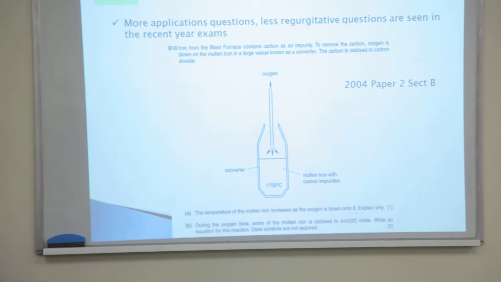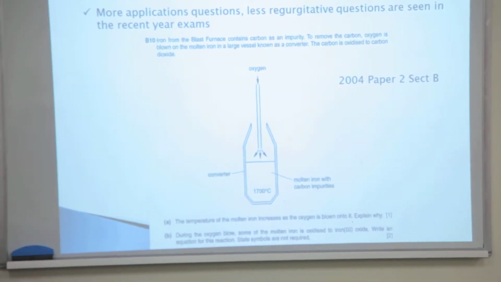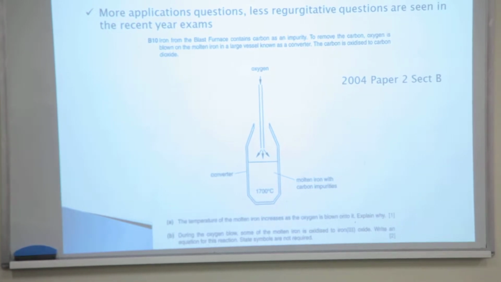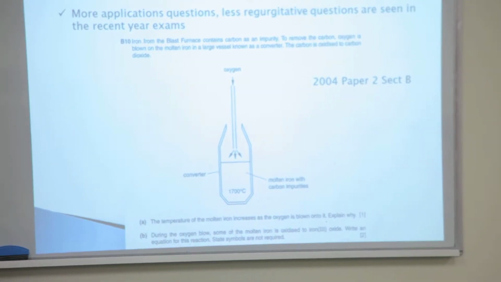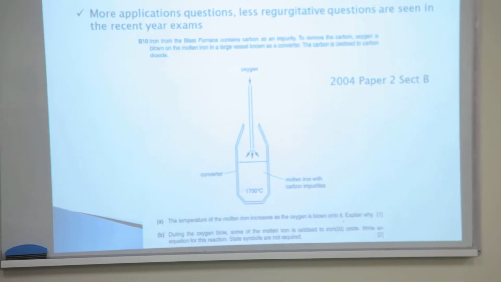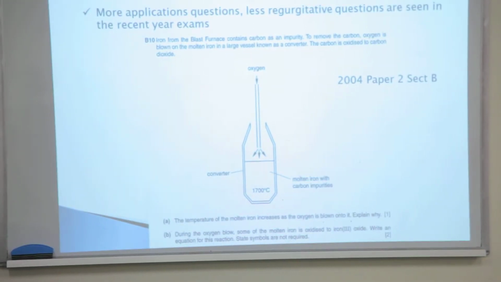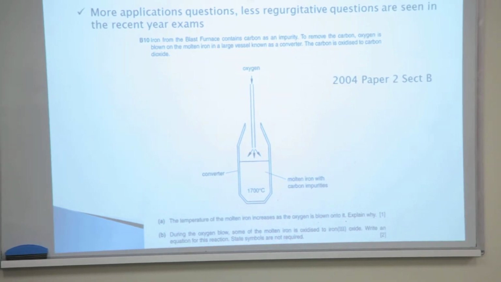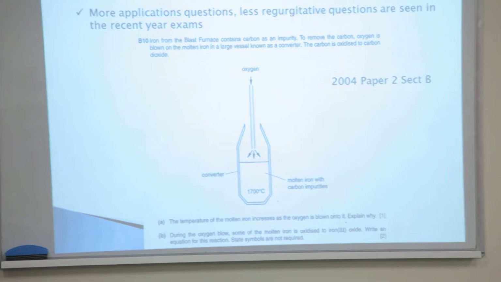In recent years, there are more application questions and fewer regurgitative questions seen in the papers. Regurgitative questions are questions where they want you to do definitions, like define what a redox reaction is, or outline the experiment. Perhaps 8 to 10 years ago you may see those kinds of questions, where you just memorize and then throw out the answers, but not anymore for the past 5 years.